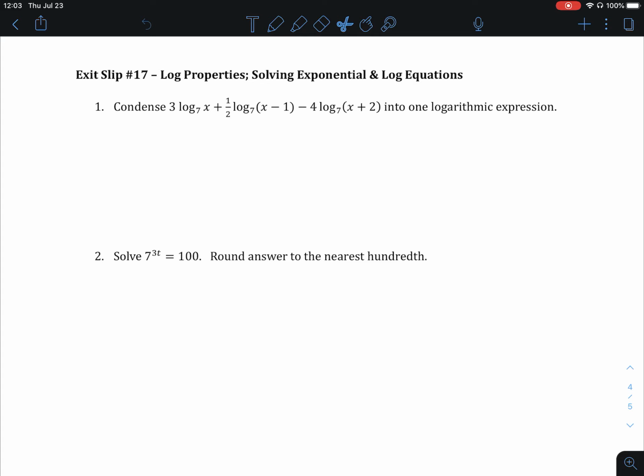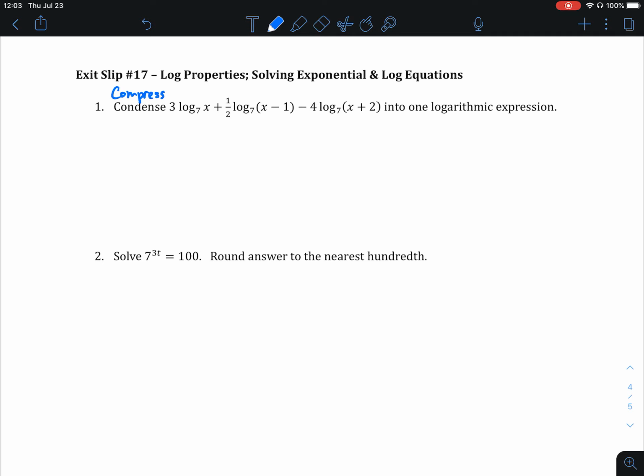So of course, the one problem that we'll look at here doesn't really cover all the types, but hopefully it will be a nice review. For this first problem, we were asked to condense the log expression into one log expression. Another word for condense, we've used compress as well, just to clarify in terms of language. You can hear condense or compress.